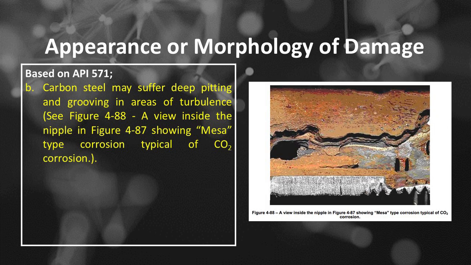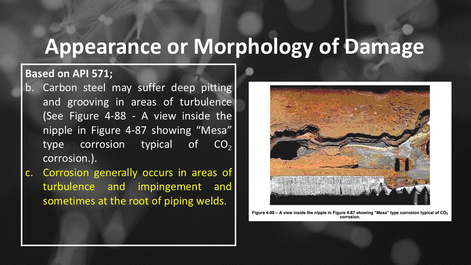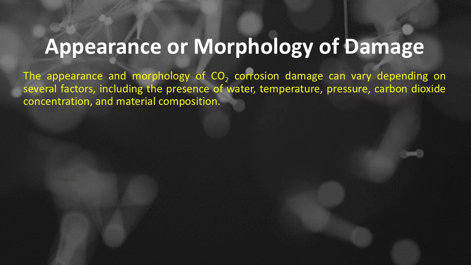Number B, carbon steel may suffer deep pitting and grooving in areas of turbulence. See Figure 488. A view inside the nipple in Figure 487 showing mesa-type corrosion typical of CO2 corrosion. Number C, corrosion generally occurs in areas of turbulence and impingement and sometimes at the root of piping welds. The appearance and morphology of CO2 corrosion damage can vary depending on several factors, including the presence of water, temperature, pressure, carbon dioxide concentration, and material composition.